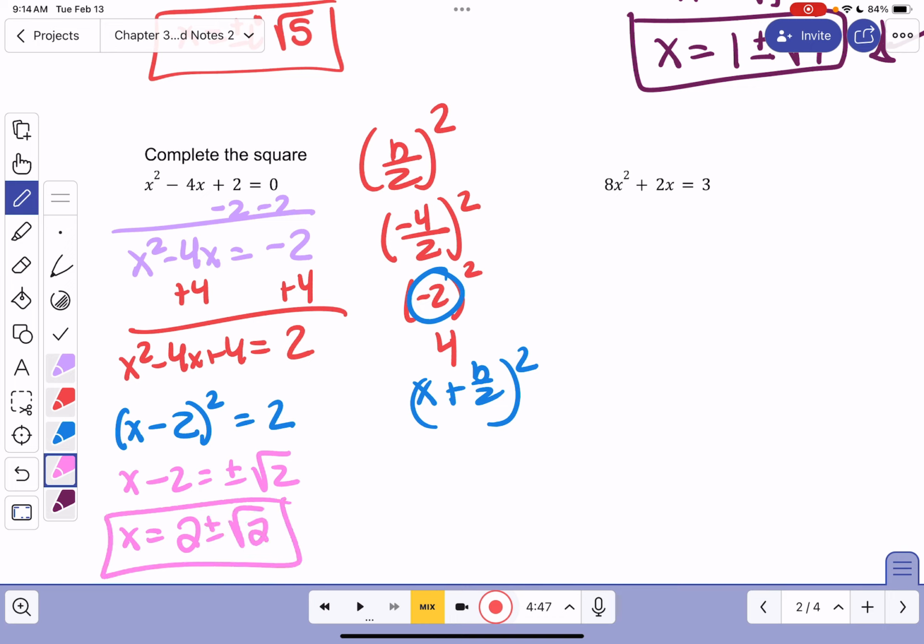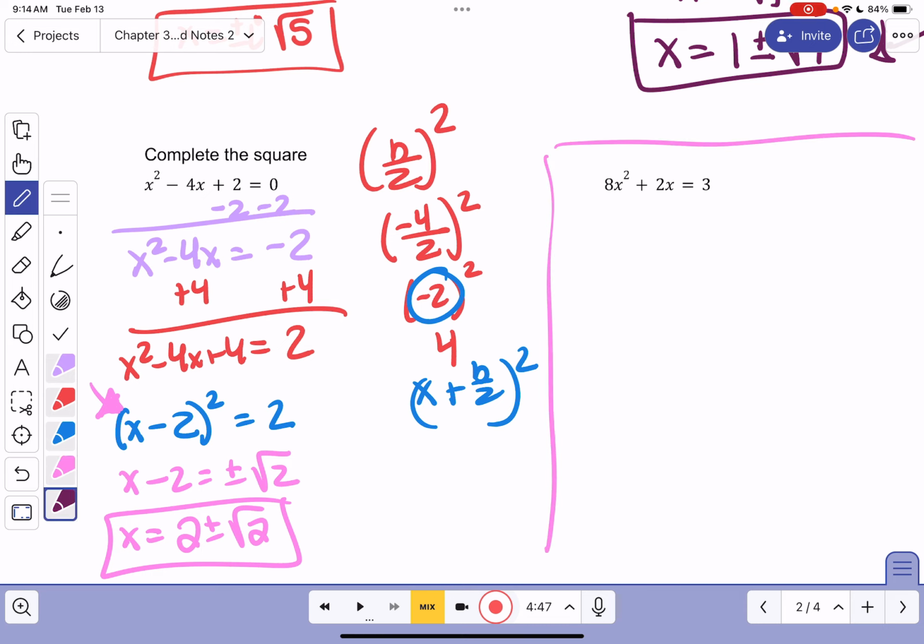So if we're trying to do the vertex, we'd put it back into vertex form. If we're trying to solve, once we get to this point where we equal a number and we only have one x, we can do completing the square. So you go ahead and try the other one, pause the video, and then check in.